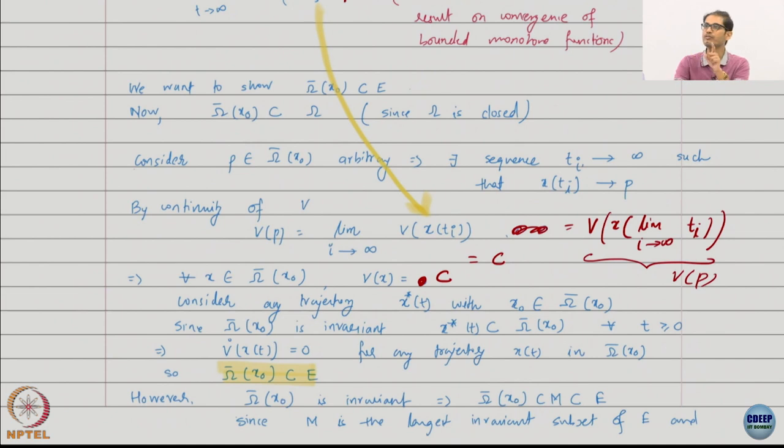So, what have I proved? That v is a constant function in omega bar. In the set omega bar, v is a constant function. V does not change. Is this clear? Because I took an arbitrary p from that and I used the definition and I used the moving limits inside and outside using continuity of v, I proved that v of p is exactly a constant and the same constant. So, v does not change in omega bar. So, if I take a trajectory starting in this guy, consider a trajectory with initial condition in the limit set.